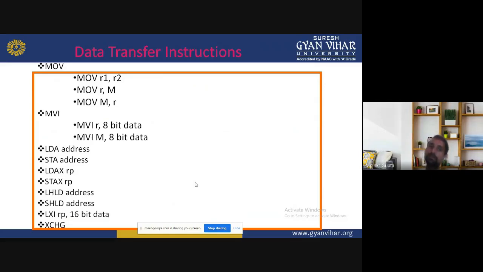Whatever data is in the HL pair works as the address of memory, and the data at that address is transferred to the register. Move M comma R: whatever data is in the register is transferred to memory. Here the destination address is available in the HL pair because it is memory. Like that we will discuss one by one.